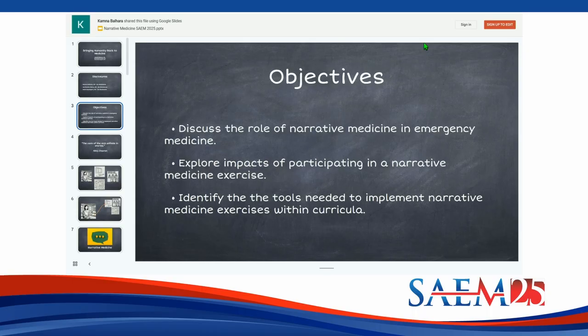So we have a few objectives for today. The first thing is we want to discuss the role of narrative medicine in emergency medicine. We also want to explore ways that you can participate in narrative medicine exercises, and we will have you all go through a narrative medicine exercise. And then we want to identify some of the tools that you will need to actually be able to implement these narrative medicine exercises into your EM curriculum.